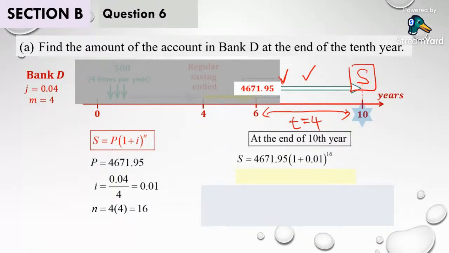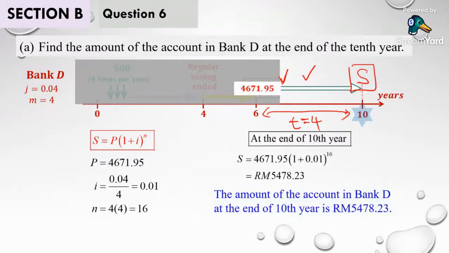And therefore, as a result, I have the answer as follows: 4671.95 multiplied by 1 plus 0.01 to the power of 16. We press the calculator for the answer. We have 5478.23. And this is the final answer that we want, the amount accumulated at the end of the 10 years.